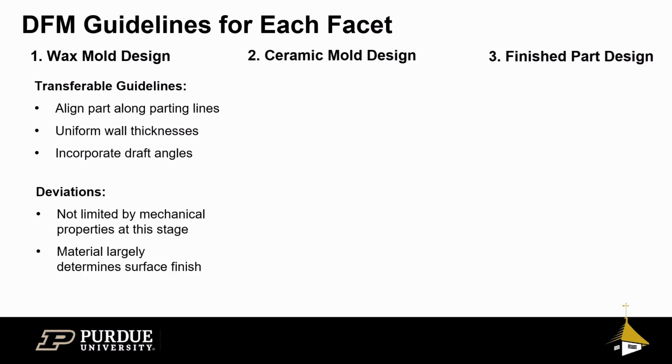This facet deviates from standalone injection molding largely because the part will not be final, and therefore will not need to have the same structural or functional requirements as the final part would need. The part, at this stage, is purely a replica, so choosing the cheapest material that can attain the desired surface finish and geometry in the final part is really the key here.